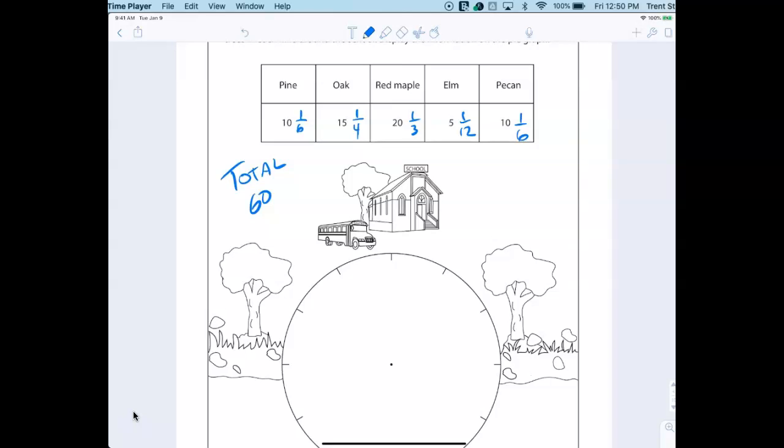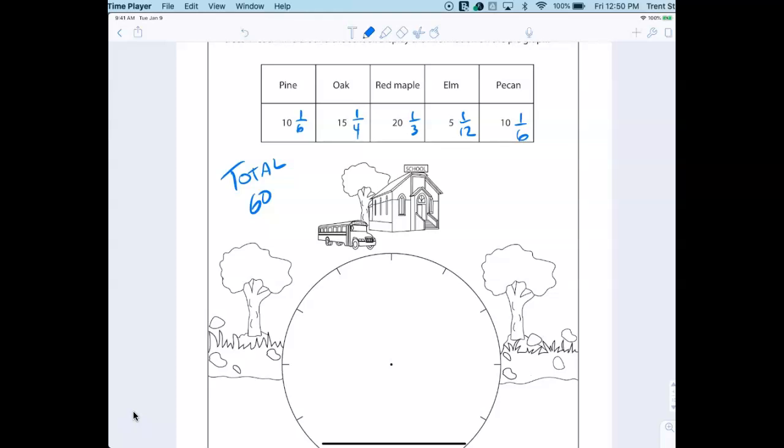So you have to know how many degrees is each one. Alden, how many degrees is the pine tree going to be? 65 degrees. How did you get that? I divided 360 by 6, and that is, of course, 60. 60 degrees, not 65.